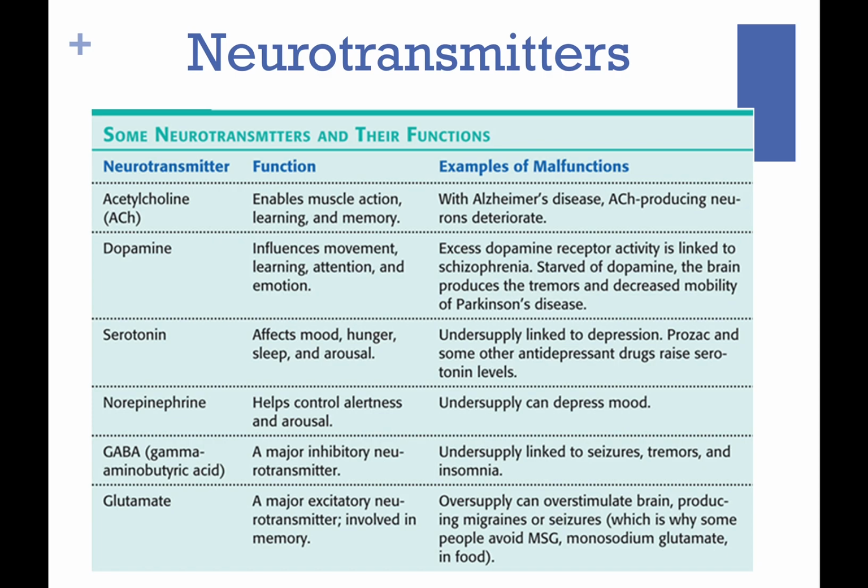ACH is what enables muscle control, control of muscular function, somatic muscular function. And so when you have too much ACH, essentially you can get your muscles seizing up, you can get too much overstimulation, tremors and things like that. When you don't have enough ACH, you can get things like a complete lack of muscular control or even paralysis.